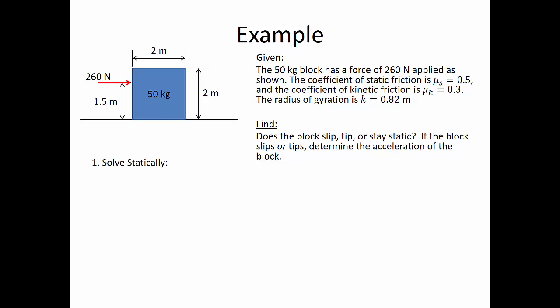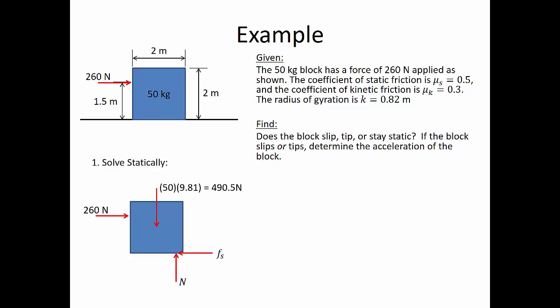First thing that we want to do is solve this statically. So we'll draw our free body diagram. We'll have a weight, 50 times 9.81, which will give us 490.5 newtons. We'll have the applied force of 260 newtons. We'll have a normal force, N, and we'll have some friction force that we don't know at this point, so we'll just label it F sub s. And we would note that the normal force could act at some position x away from the center of gravity.